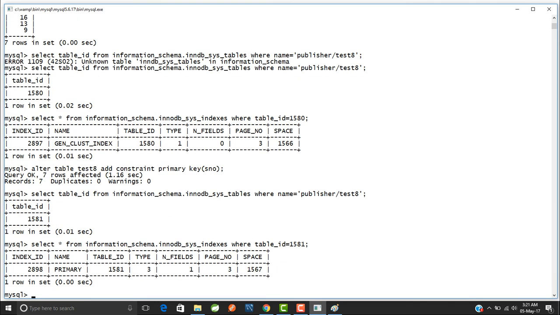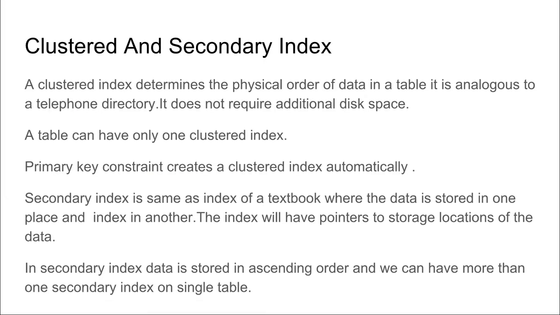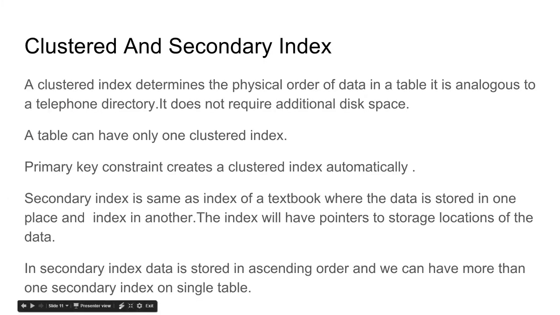Now you see that this index is gone, and its place has been taken by this primary key index. So this proves my third point. This index is of type 3. It's a kind of clustered index. So it validates my third point that a primary key constraint creates a clustered index automatically.